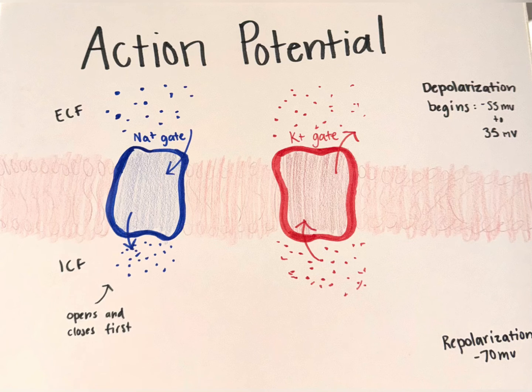First, the sodium gates open and sodium ions transport from the ECF to the ICF, causing depolarization. The sodium gate then closes and the potassium gates open, causing potassium ions to transport from the ICF to the ECF. The membrane eventually returns to negative 70 millivolts and both gates are now closed. Then we return to resting potential.